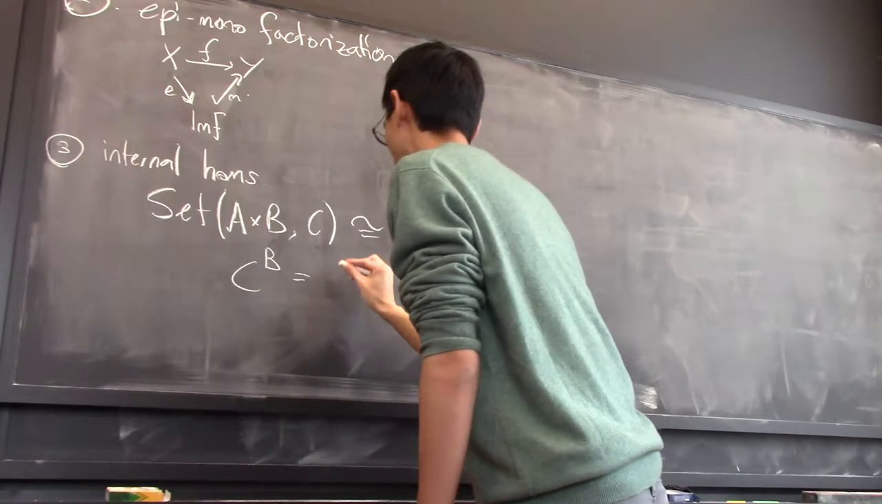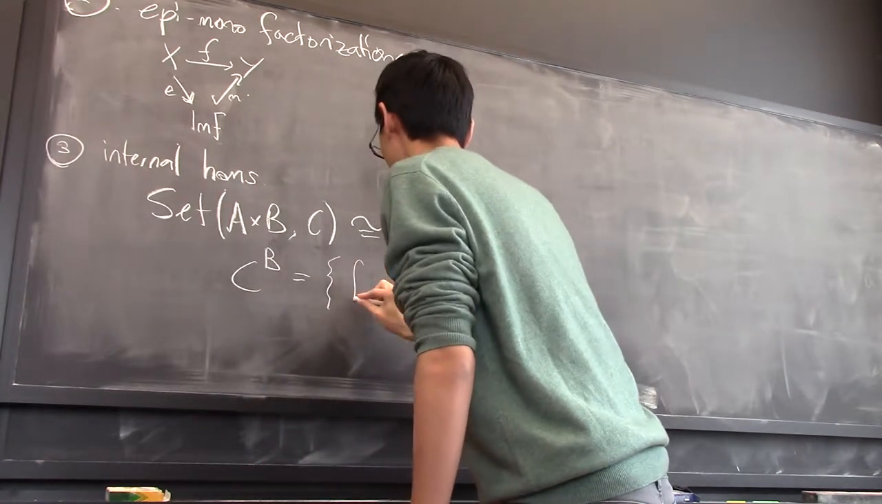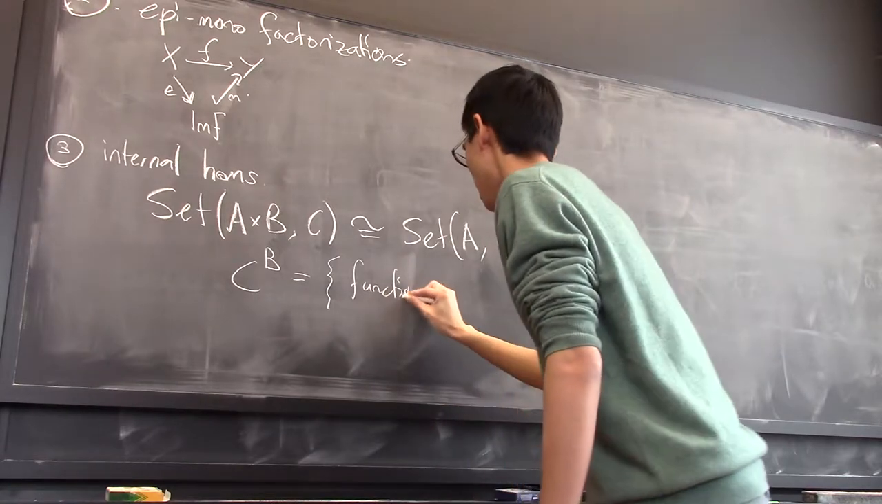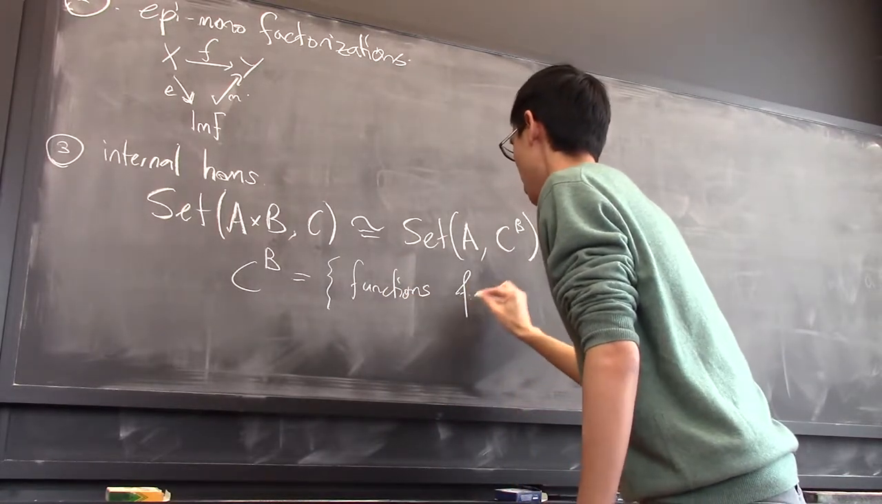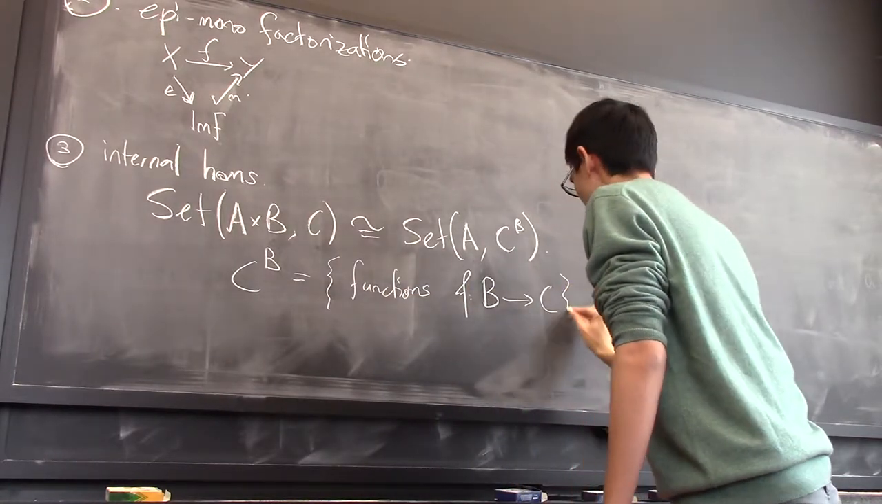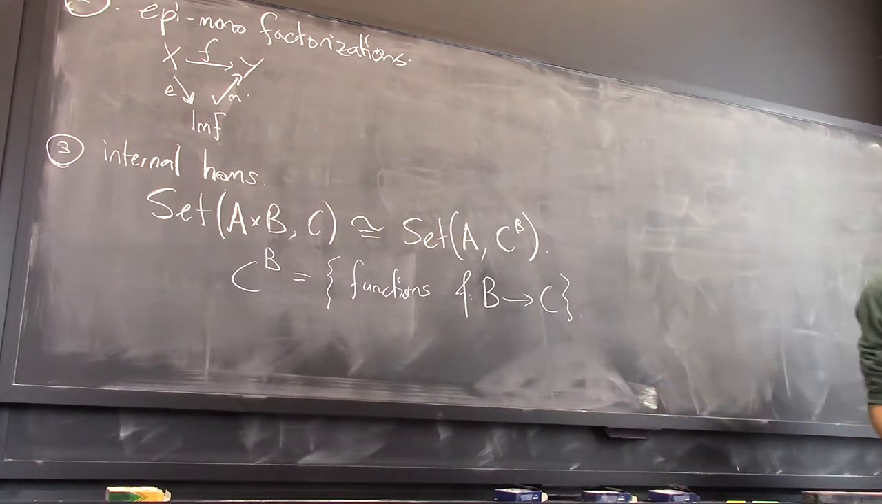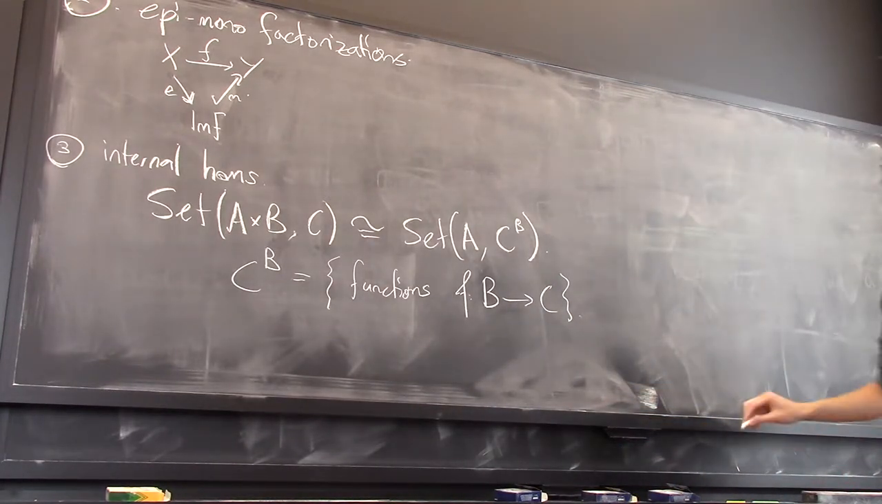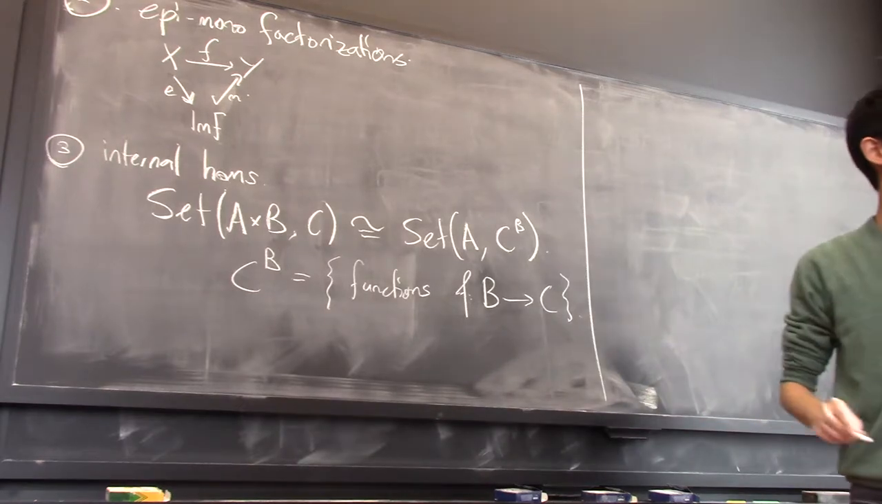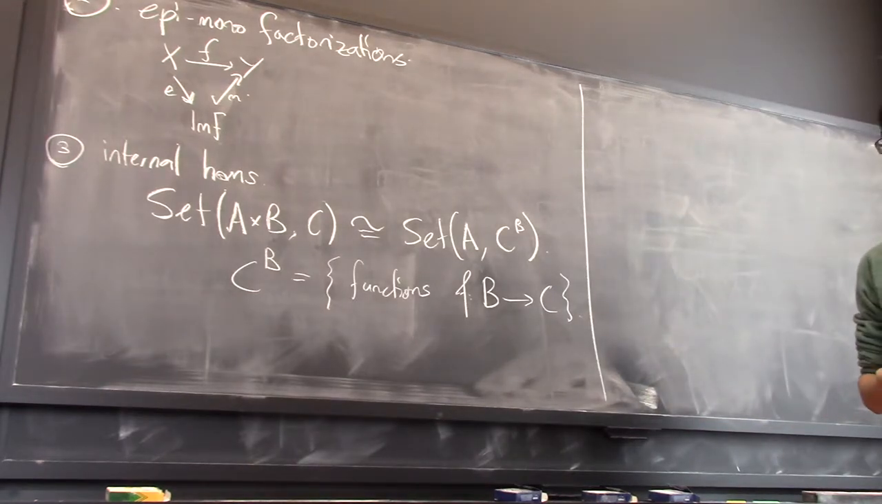So in particular, an explicit definition of C to the B is the set of functions f from B to C. So is that sort of like B copies of C as an index set, sort of?